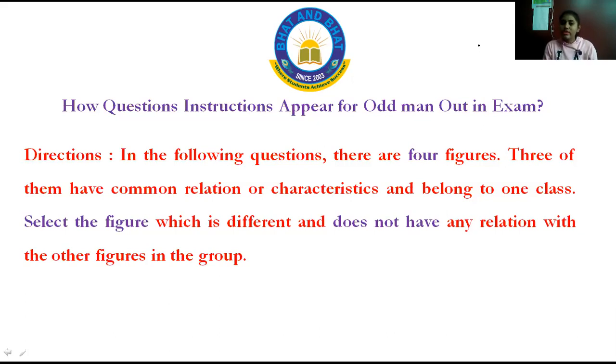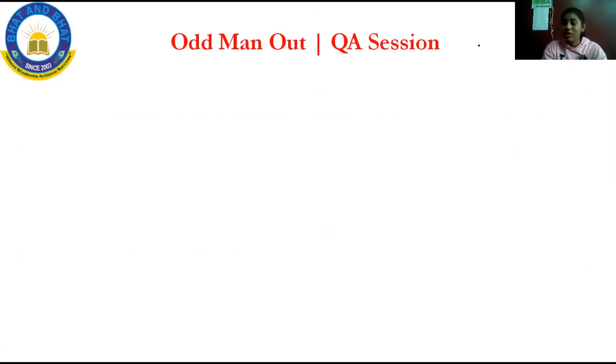See, in the following questions, there are 4 figures. 3 of them have a common relationship or characters and belong to one class. Select the figure which is different and does not have any relationship with the others in the group. As I said, they will give the 4 figures, 3 will share the common features or characters, and 1 will not be sharing. So you have to take out the one which is not sharing, that means the one which does not belong to the group. This is how you have to solve the question answers based on the first chapter, odd man out. Let us solve the question answers.